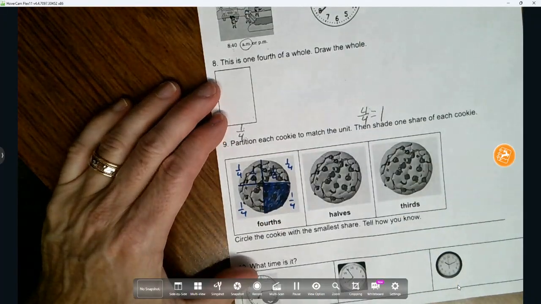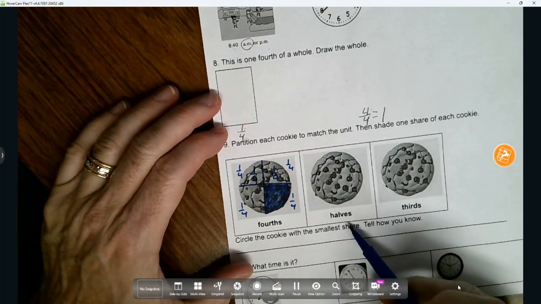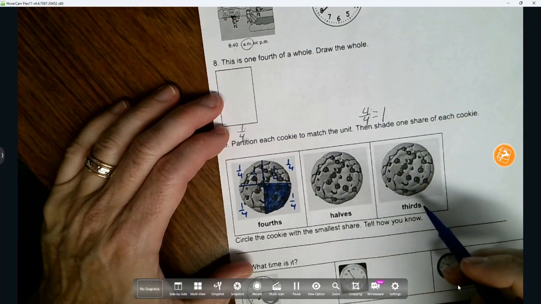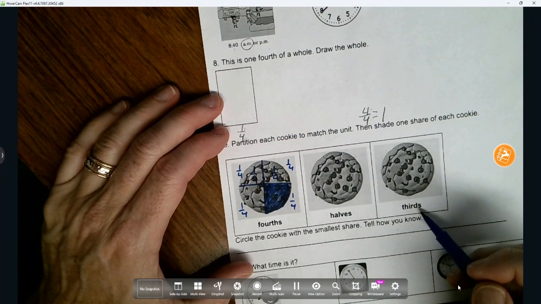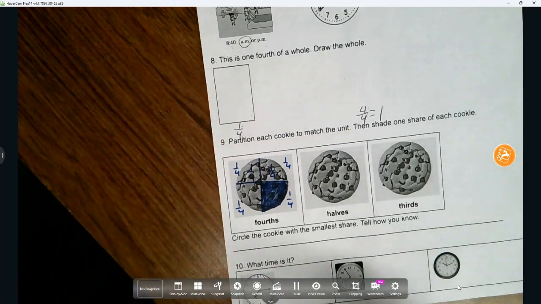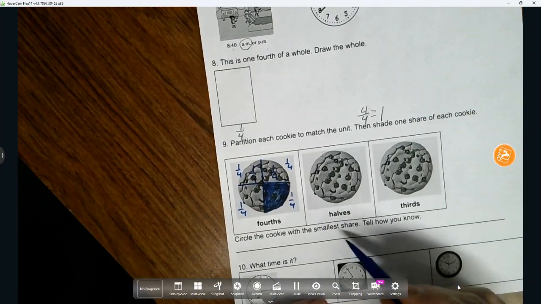All right, there. 1/4 has been shaded. All right. Then you need to do halves. Divide this in half, which means 2 pieces. And then you need to do thirds, which means 3 pieces. I'm not drawing that for you. Then it says circle the cookie with the smallest share.